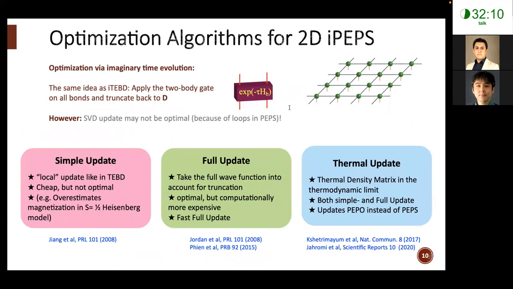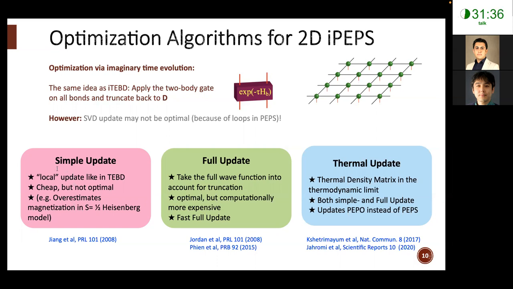Aside from the challenges for contracting the environment, we also need some optimization scheme to obtain the local PEPS tensors themselves. So you have a local Hamiltonian, you apply it on every link of the lattice or every pair of tensors, and then you have to update every link of this tensor network so that you obtain a very good representation for the tensor network wave function. However, there are different schemes.